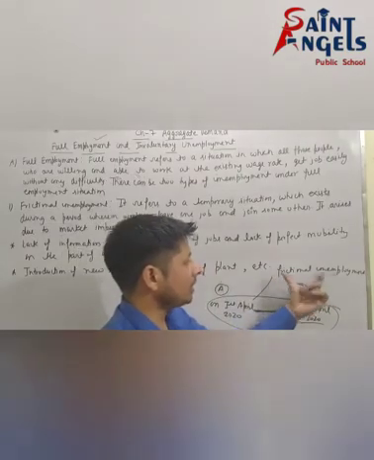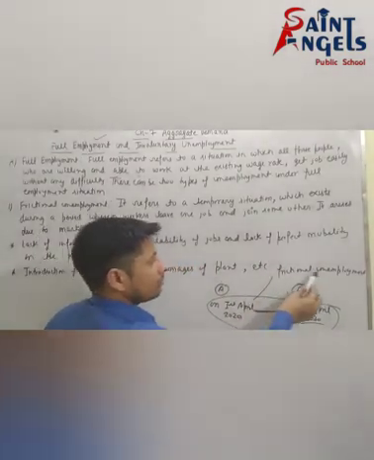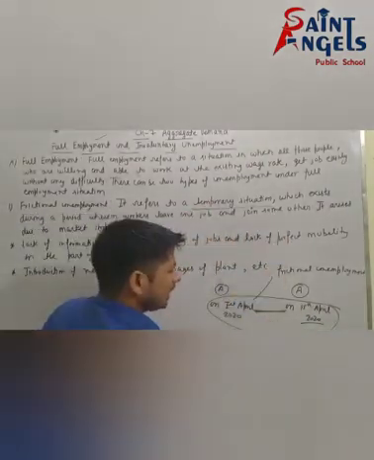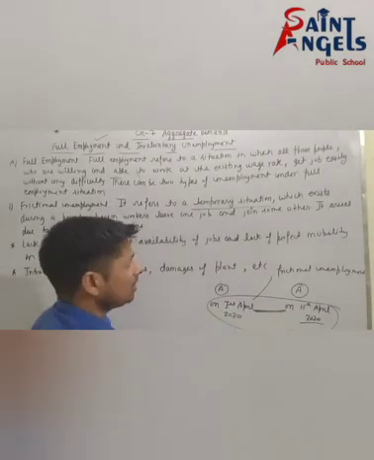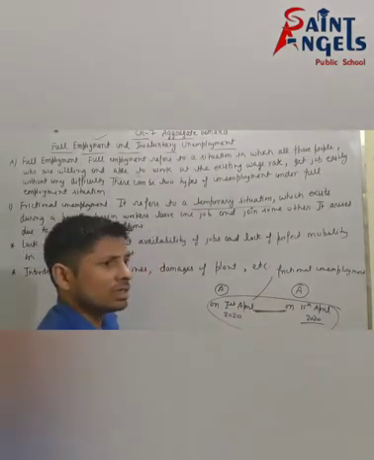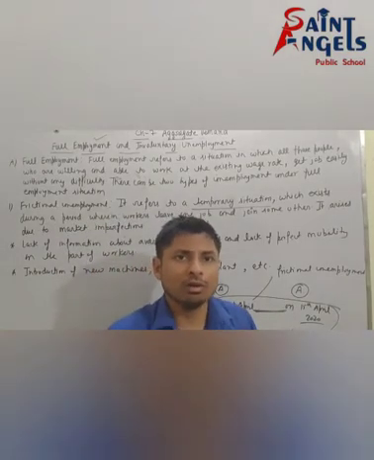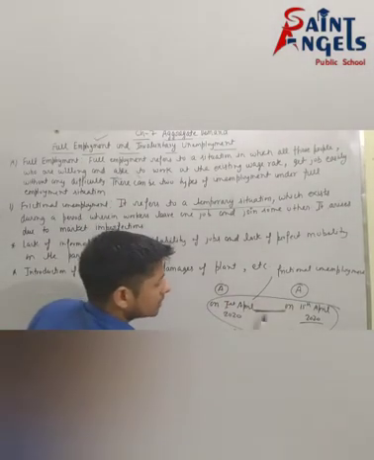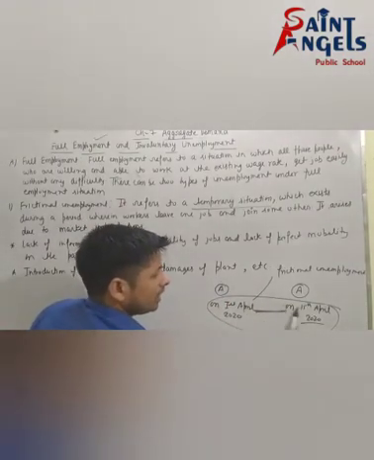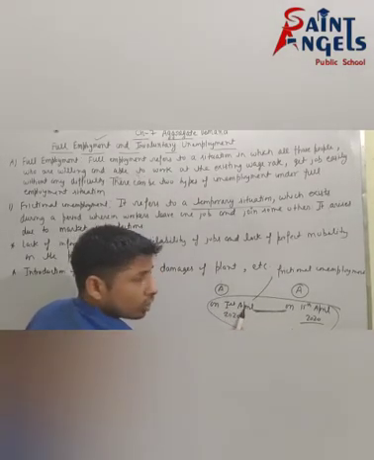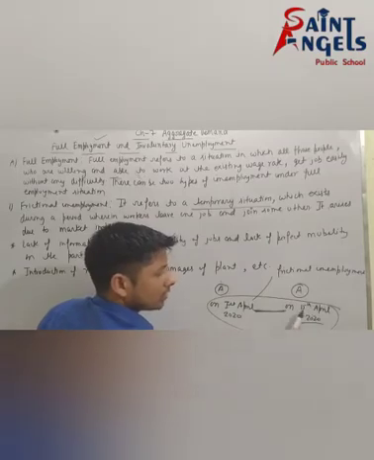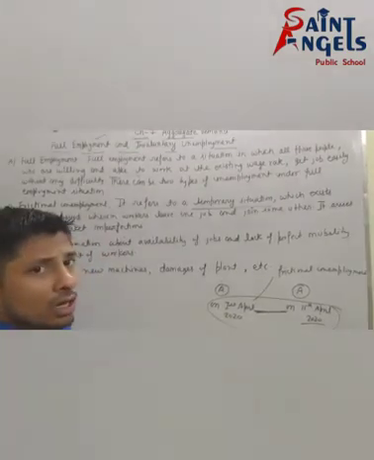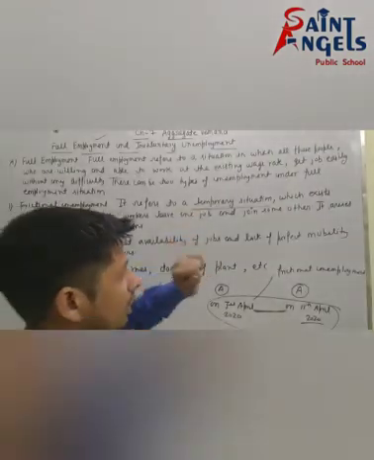What do you mean by frictional unemployment? Frictional unemployment refers to a temporary situation. It does not exist for a long period of time, because it is a temporary situation which exists during a period wherein a worker leaves one job and joins some other. I hope all of you have understood the definition of frictional unemployment.